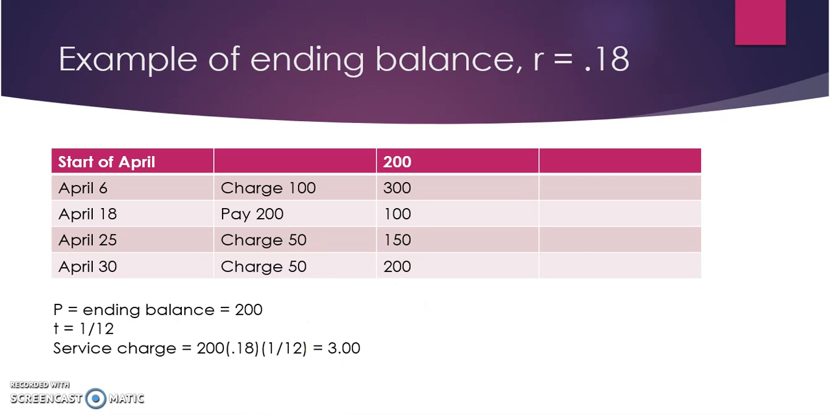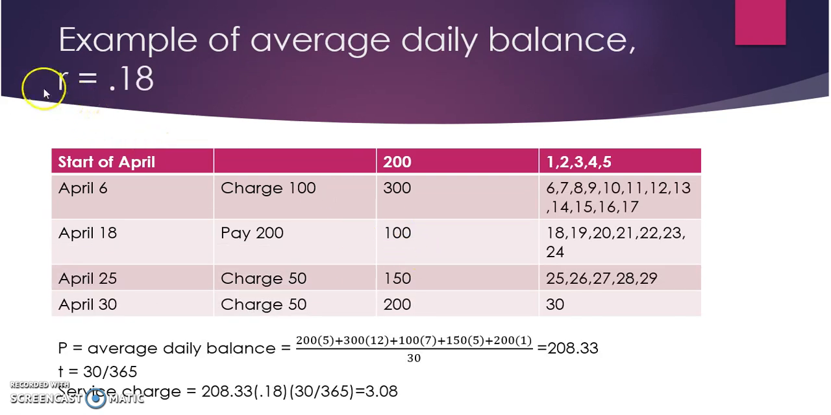Now, using the same charges and the same payments, but under the other method, and still the same interest rate, I'm going to use this other column to keep track of how many days I have that balance. So, the start of April, I have a rollover from the previous month of $200 that this person owes. And since no charge was made until April 6th, then on the 1st, 2nd, 3rd, 4th, and 5th, they owe $200. Remember, we need to add up, for each of the 30 days, what their ending balance is.